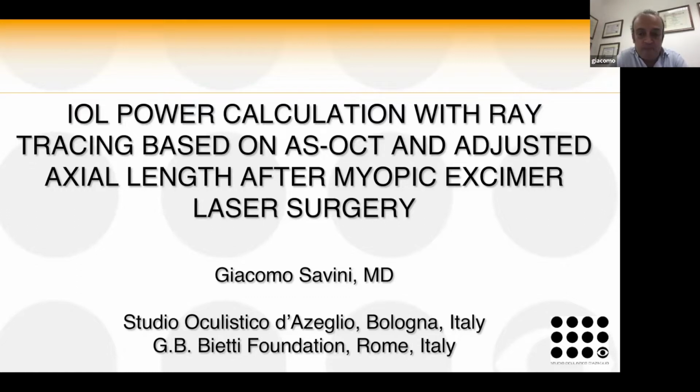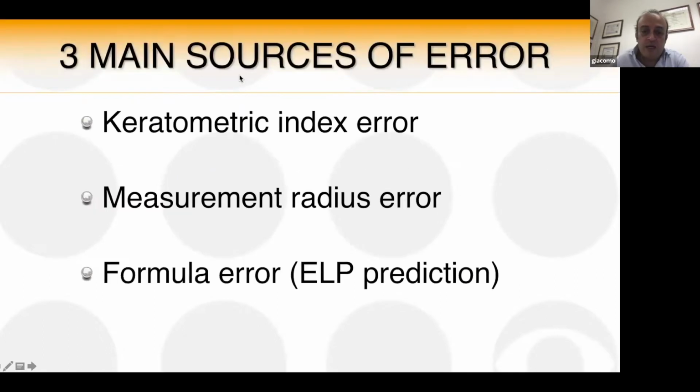So I will spend some time, and especially I think that the most important thing is to try to understand why errors occur in these eyes if we do not perform specific calculations. So there are three main sources of error that you can see in this slide. The first one is the keratometric index error. The second is the measurement radius error. And the third one is the so-called formula error, which regards the prediction of the ELP, the lens position.